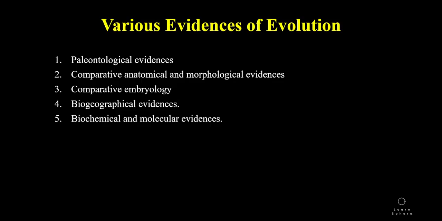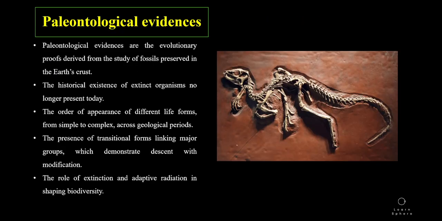In this part, we will only cover the paleontological and comparative anatomical and morphological evidences. Let's start with paleontological evidences. Basically, these evidences are the evolutionary proofs which are derived from the study of fossils which are preserved in the earth crust. Clear? As we know, all the extinct organisms are no longer present today.